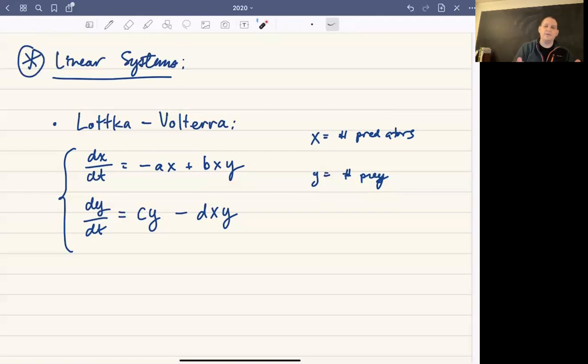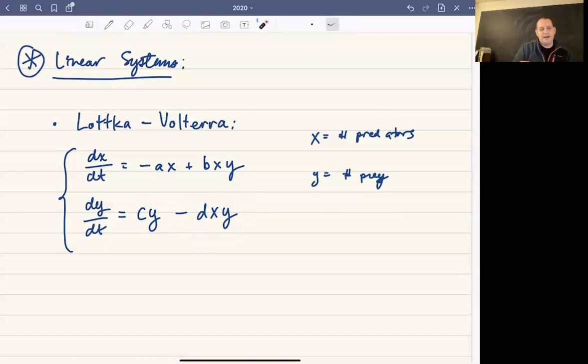On the other hand, think about this from the prey perspective. If x is 0, if there's no predators, then the population of the rabbits is just going to expand exponentially. So it's going to grow proportional to its health. On the other hand, if there are predators, then the main term here, the dominant term, will be the minus dxy, and the death rate is going to be proportional, again, to the number of interactions between the predators and the prey. Okay, and so this is the Lotka-Volterra model.